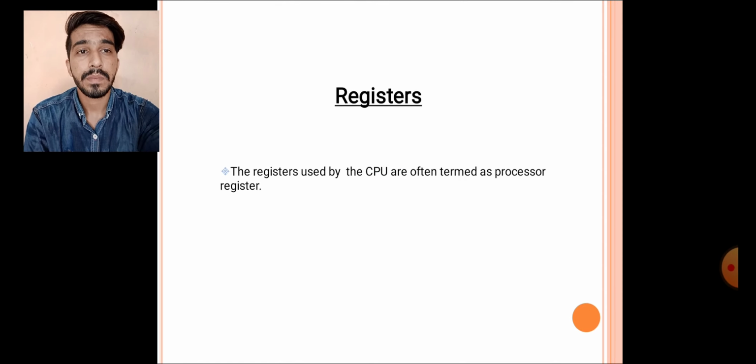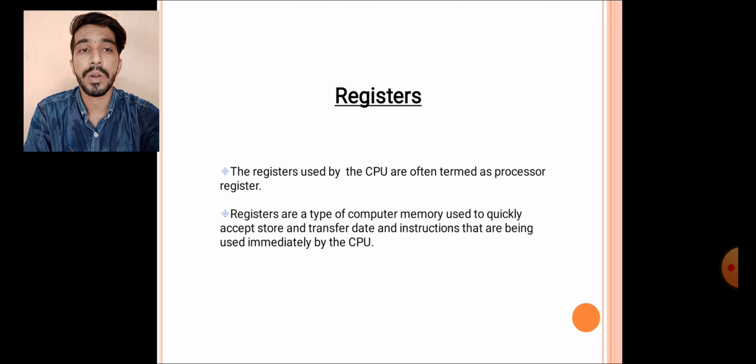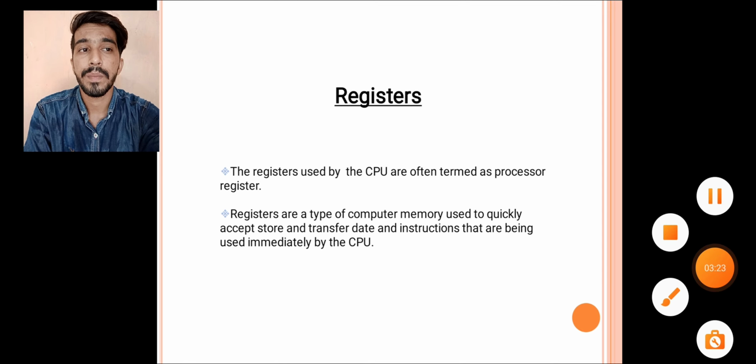There is another topic which I want to tell you: registers. The registers used by the CPU are often termed as processor registers. Registers are types of computer memory used to quickly accept, store, and transfer data and instructions that are being used immediately by the CPU.